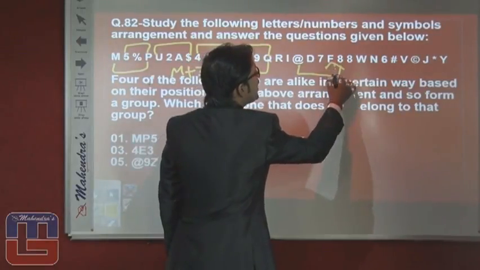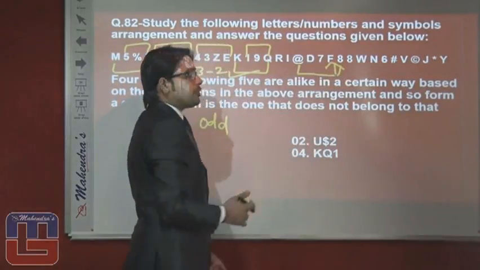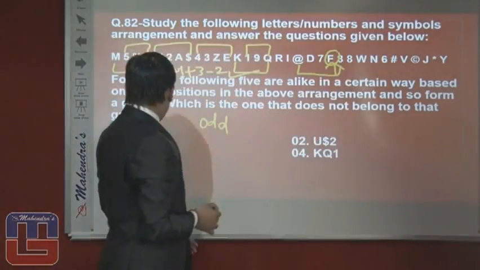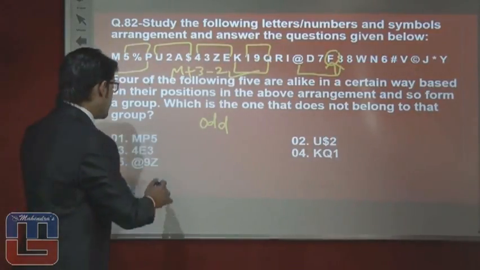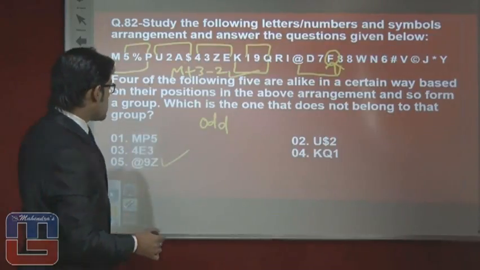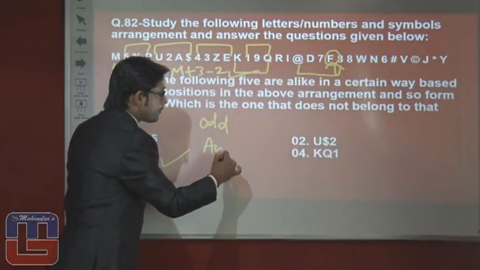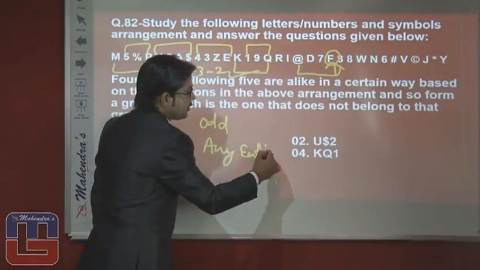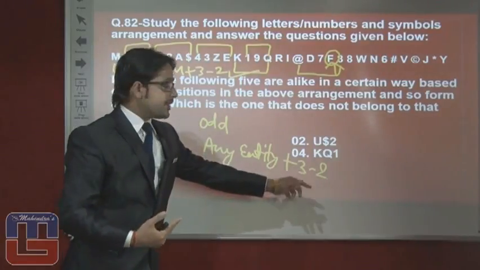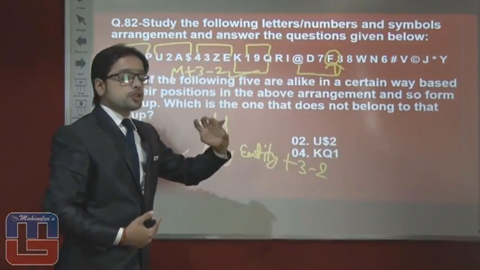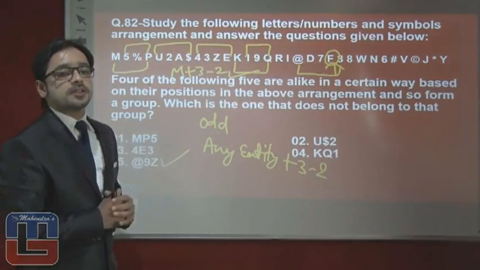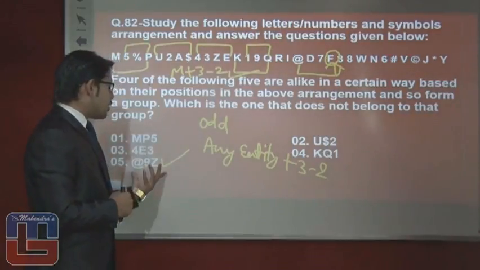But you can see here, after going towards the plus 3, we have to find F, not 9. So our answer will be @9Z, which does not follow the certain rule, that is, first any entity, then plus 3, then minus 2. First move towards plus 3, then last come backward, minus 2. So the answer will be option number 5, which is not appropriate as per the requirement of this question. So odd one out will be option number 5.